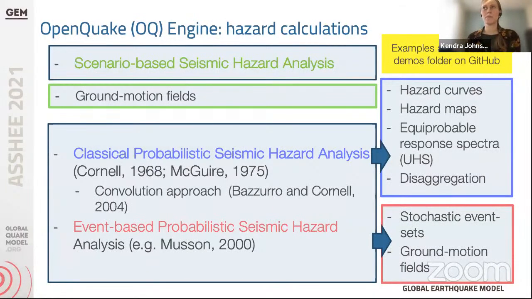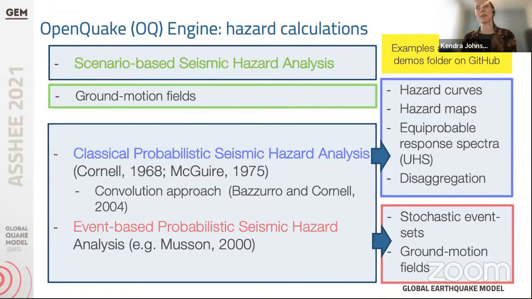So focusing a little bit more on the hazard components of the engine, what can you do with this engine? And so I've listed the main calculators from the hazard side. We have scenario-based analyses in which we're looking at just a single earthquake event and trying to understand the impact in terms of shaking that we would see given that earthquake. So the main output of this is a ground motion field.